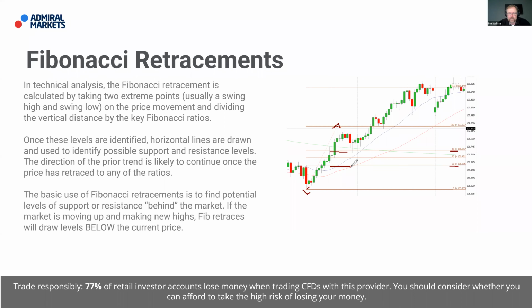So as I said, here we are in terms of Fibonacci retracements. We're looking to find potential levels of support or resistance behind the market, all right? And if the market is moving up, making new highs, Fib retraces will draw levels below the current price, and they become very key levels for us to take an interest in, wanting to be prepared to take a trade in line with rejoining the existing trend.